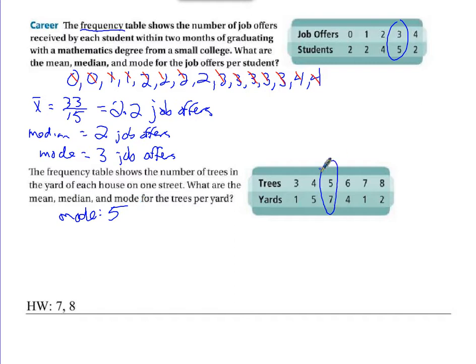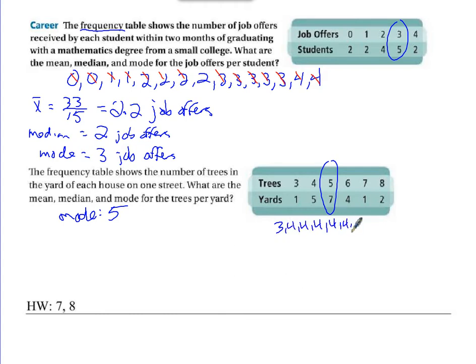Just make sure you keep straight what it is that you're talking about here, okay? Talking about trees, so it's 5 trees. That's the mode. Okay, how about median? Median's 5. How did you find that out? Yeah, you wrote all the numbers out. So we have 1 yard with 3 trees. So what do I write? I write 1, 3. Then what? Right, 4, 4, 4, 4, 4.